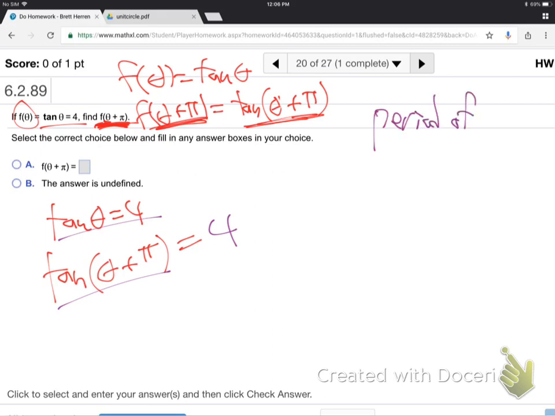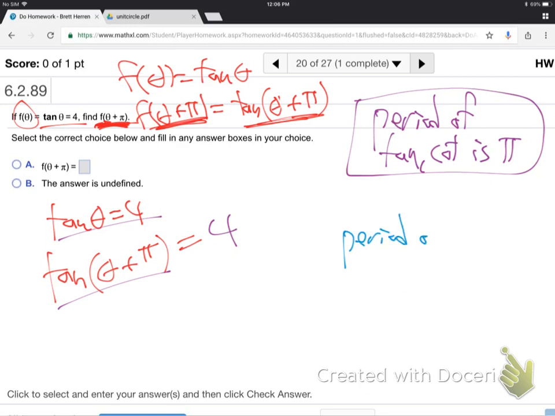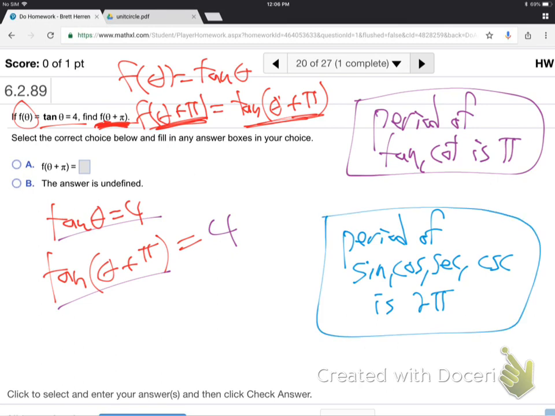The period of tangent and cotangent is pi. Important fact to remember. What does that mean? Let me write the other trig functions down too. The period of the other 4, sine, cosine, secant, cosecant, is 2 pi. Are you tracking with me? What does the period mean? Well, it means how long until it starts repeating itself. How long is the cycle until they're all repeating the same numbers again?